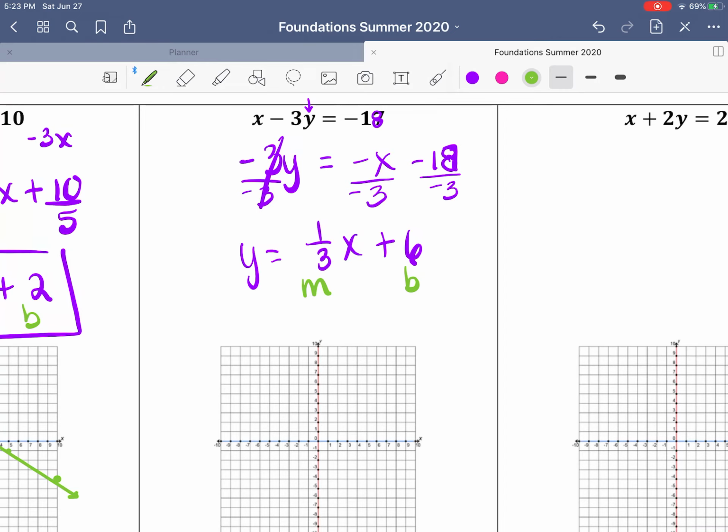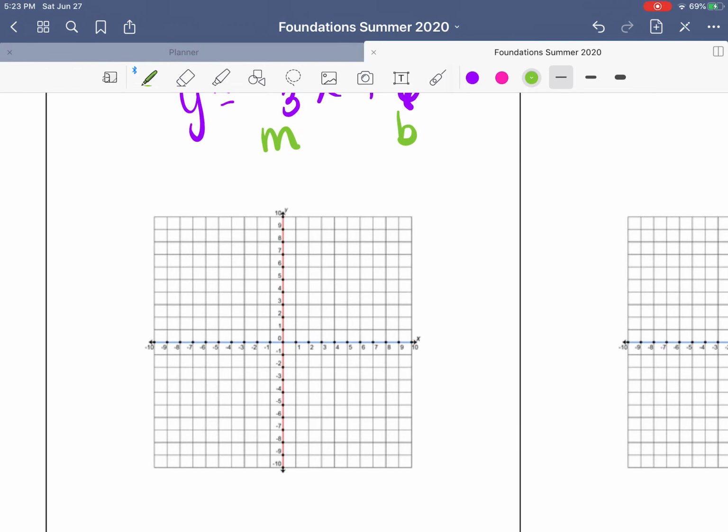M and B, which means I start at 6, I go up 1 over 3, up 1 over 3, up 1 over 3. Or down 1, left 3, down 1, left 3, and so on. Actually, I'm going to keep going. Left 3. Nope. Run out of room. Okay. Looks like that.